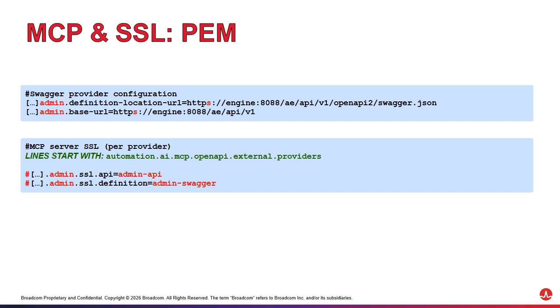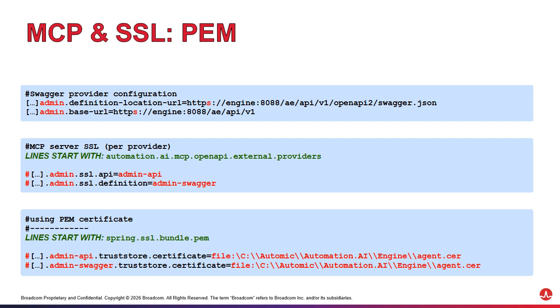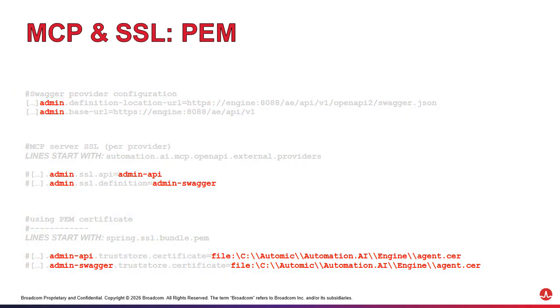In our example, the admin provider is mapped to the admin API and admin Swagger bundle. In the next section, using the PEM certificate, we simply specify the location of the certificates for each bundle item. Note that you can use the same certificate. In the Swagger provider configuration, the provider maps to the provider in the MCP server SSL settings. In these SSL settings, the bundle maps to the bundle in the certificates section. Finally, under certificates, the bundle maps to the physical certificate.